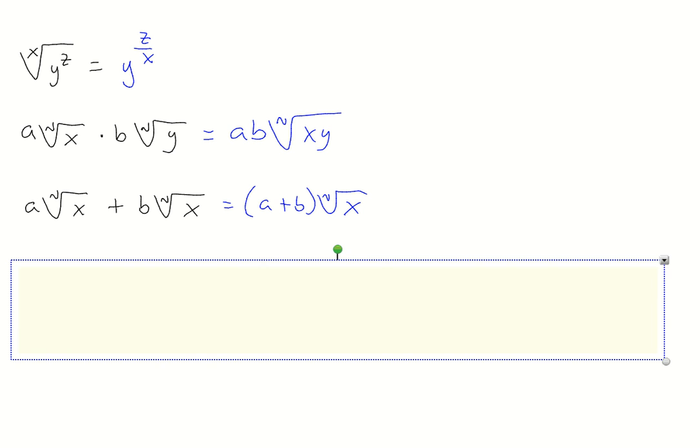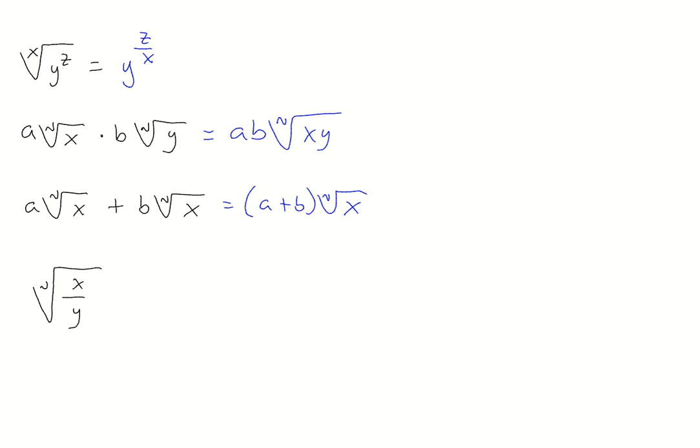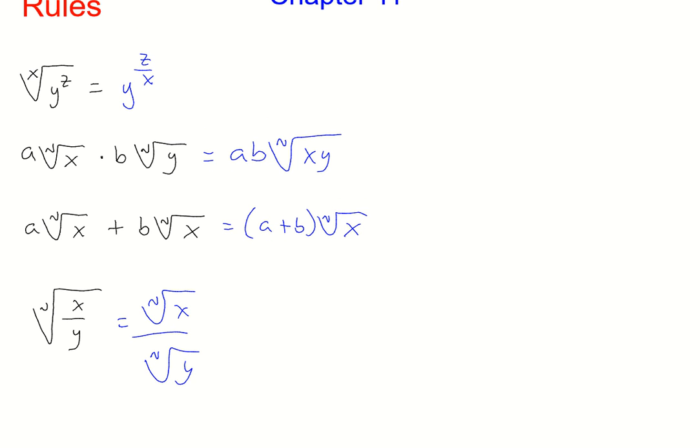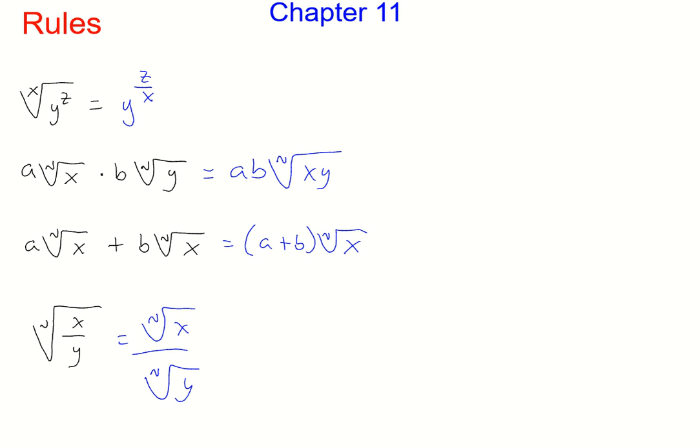All right. Last one here. The nth root of x divided by y. So hopefully you said the nth root of x divided by the nth root of y. Any questions on any of those four rules? Anything I can explain in further detail or help you to understand on any of those?